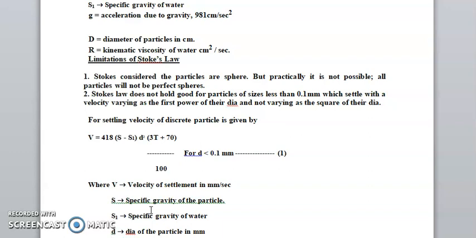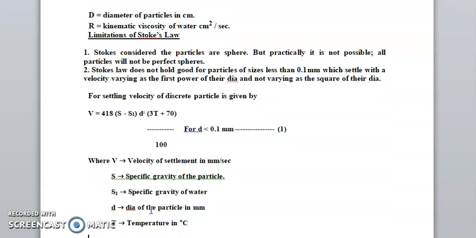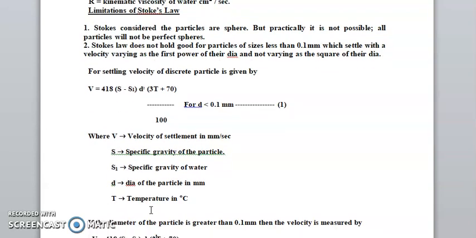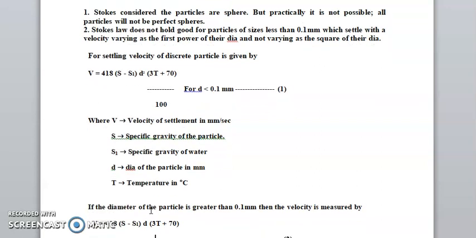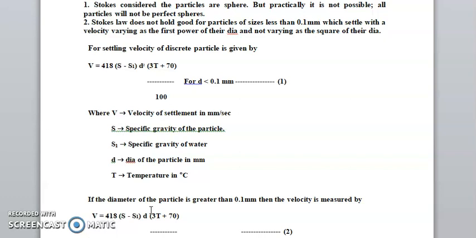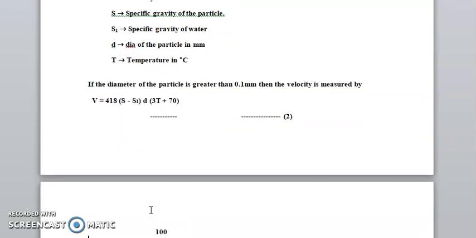For the settling velocity of a discrete particle, V is equal to 418 (S minus S1) d squared (3T plus 70) divided by 100. V is the velocity of settlement in mm per second, S is the specific gravity of the particle, S1 is the specific gravity of the water, d is the diameter of the particle in mm, and T is the temperature in centigrade. For a diameter of the particle greater than 0.1 mm, the velocity is given by V equals 418 (S minus S1) d (3T plus 70) divided by 100.